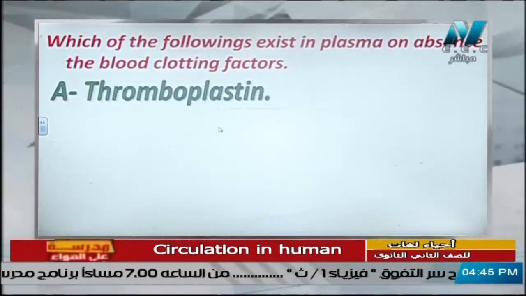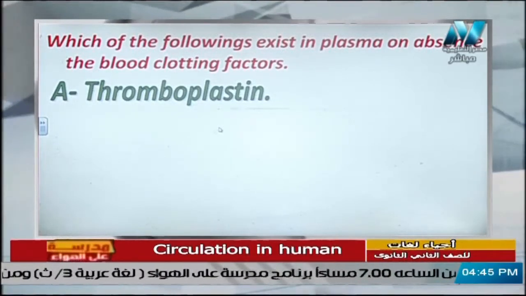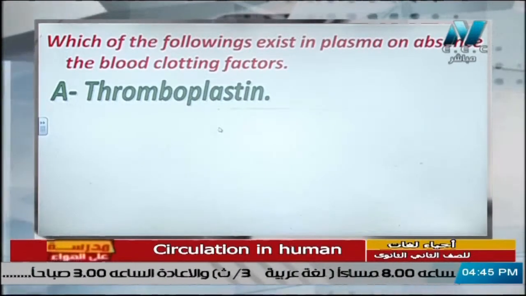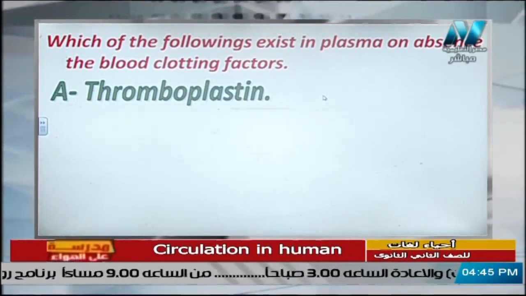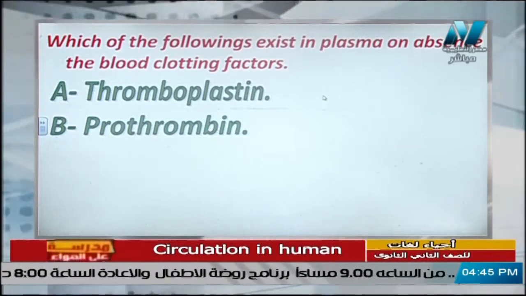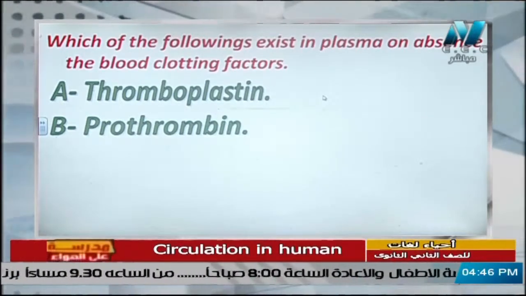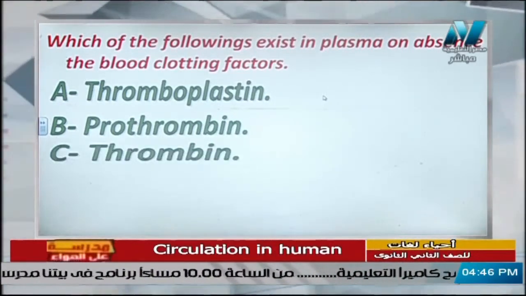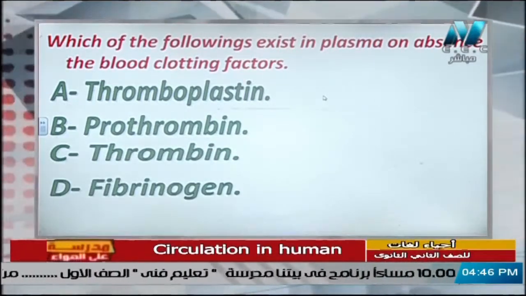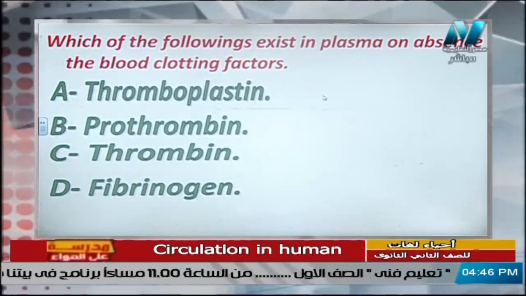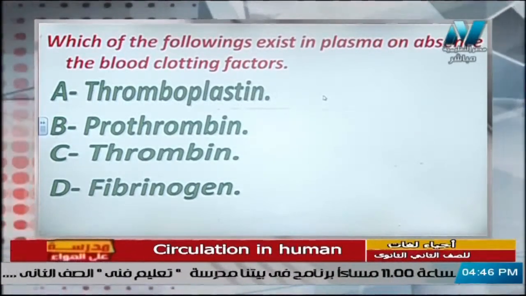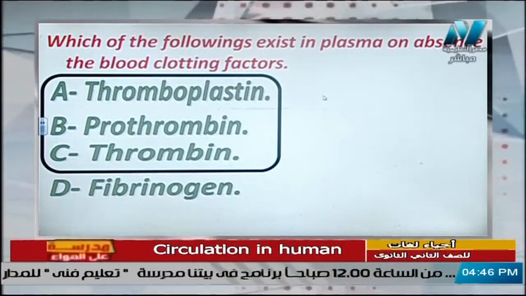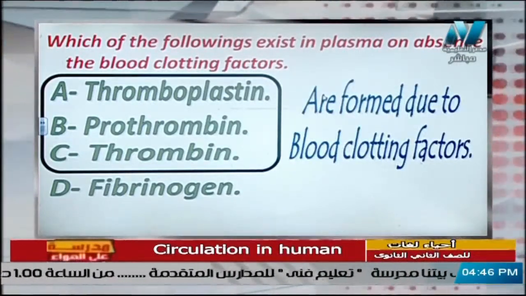الكويستشن اللي بعديه which of the following exists in plasma on absence of the blood clotting؟ اللي في دول هيبقى موجود في البلازما، خلي بالنا لو absence of blood clotting factors، لو ما حصلش blood clotting factors. احنا قلنا السيد نورمال لازم تبقى نورمال، لو ليس اور مور بتبقى فريكشن، يبقى في blood clotting. بيقول لي ثرومبوبلاستين ولا بروثرومبين ولا ثرومبين اور فيبرينوجين؟ طبعا exists on absence of the blood clotting. اقول له مين امين؟ اقول له تعالى، ثرومبوبلاستين بروثرومبين اند ثرومبين، الثلاثه دول are formed due to blood clotting factors.